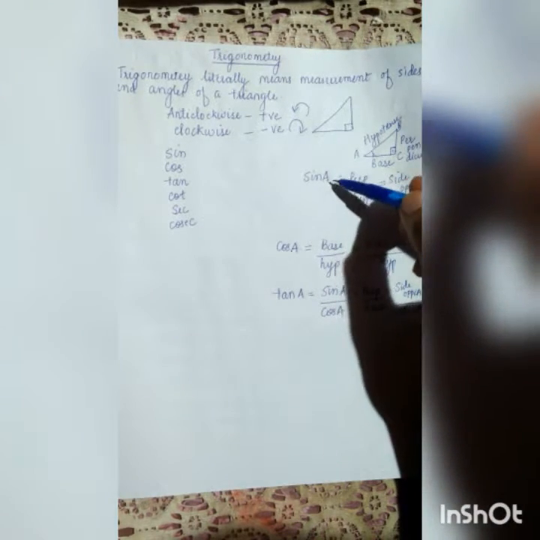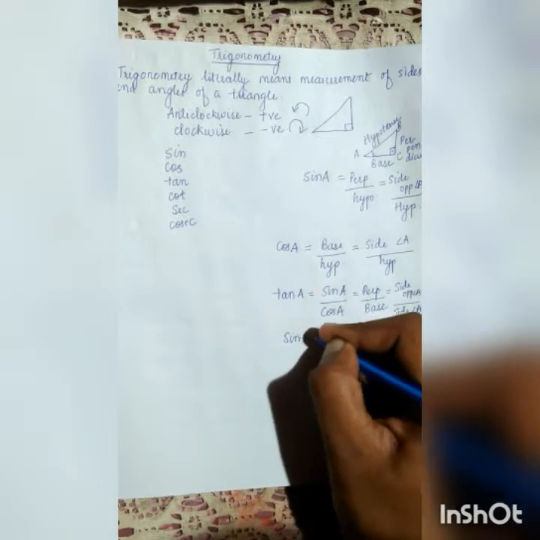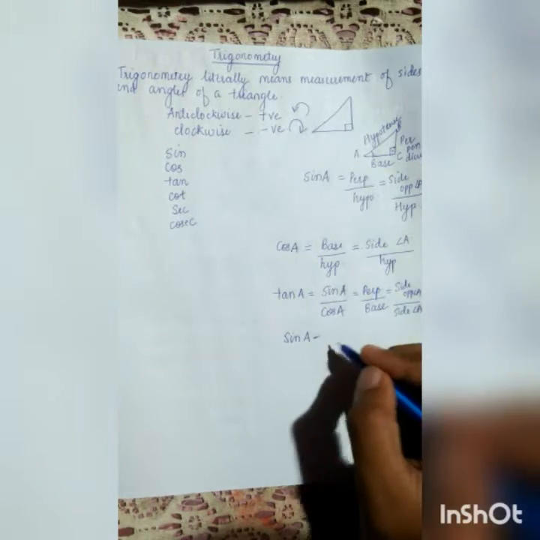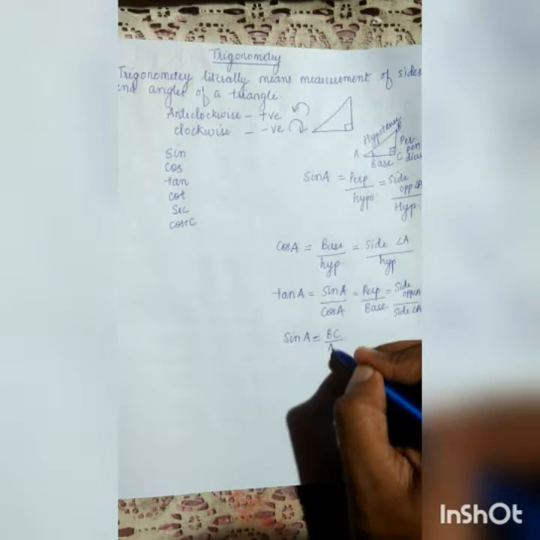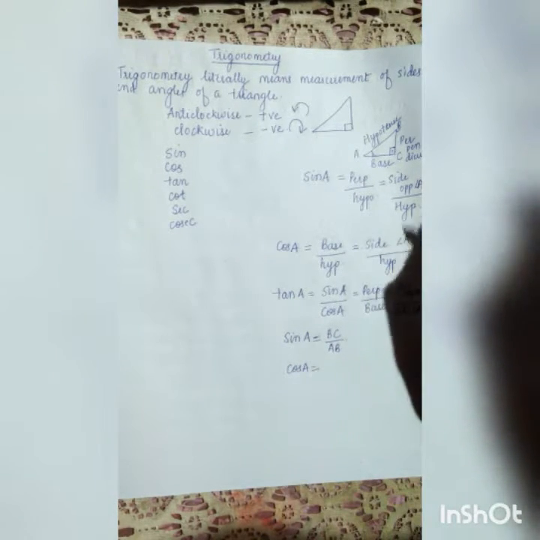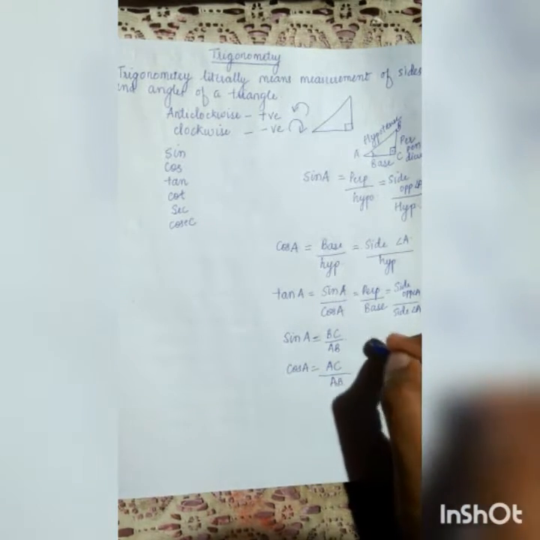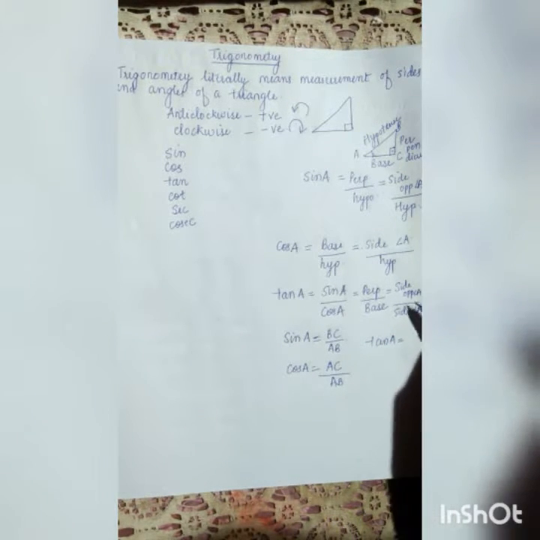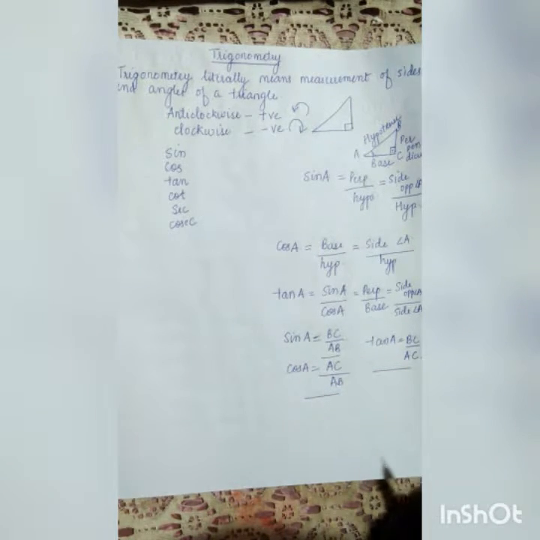Now let us write these trigonometric ratios in terms of the sides. Sine A can be written as side opposite to angle A, which is BC, divided by hypotenuse, which is AB. Cos A can be written as side containing angle A, which is AC, divided by hypotenuse AB. And tan A can be written as side opposite to angle A, which is BC, divided by side containing angle A, which is AC. So these are the three basic trigonometric ratios which we use.